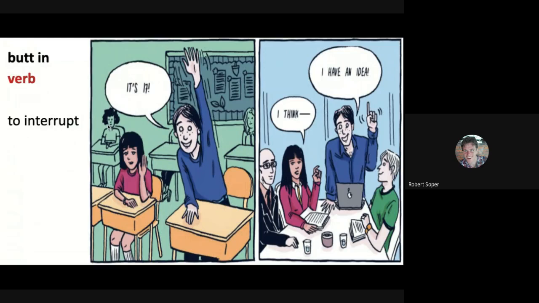How do you not butt in? Well, you avoid butting in by letting people finish what they have to say. Okay, so try and put this phrase butt in in your own sentence.